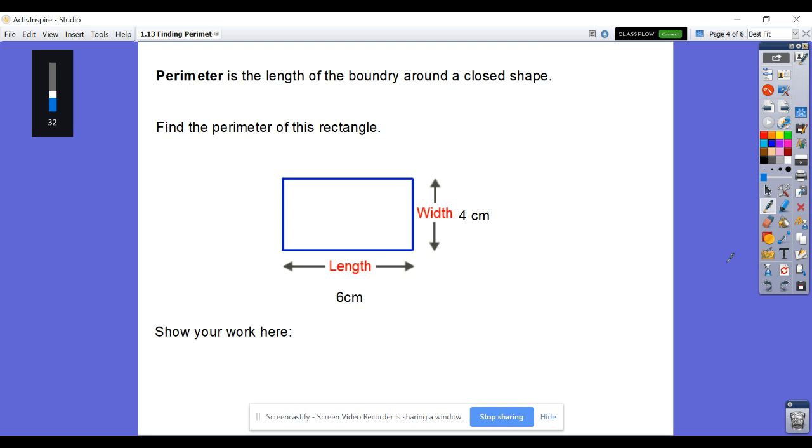Today, we are going to be talking about perimeter. Everybody say that. Perimeter. The perimeter is the length of the boundary around a closed shape. And the way I like to remember it is I actually trace a rectangle in the air with my finger.